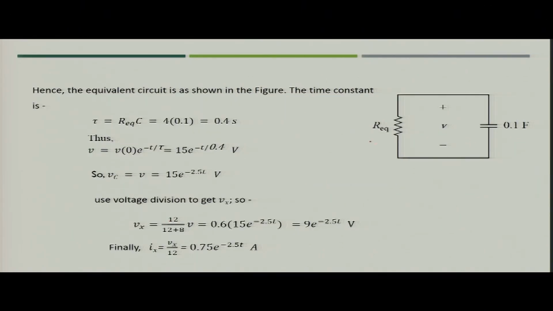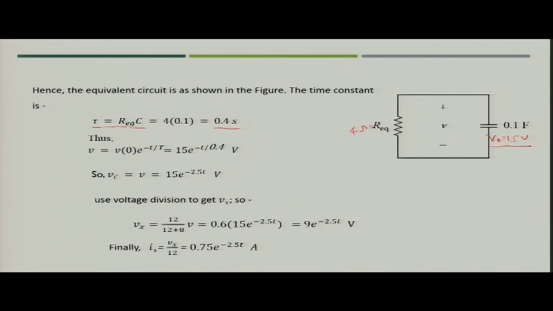So, now the R equivalent, that is 4 ohm, is connected in parallel with the 0.1 farad capacitor, which has an initial voltage of 15 volt. First, we have been given the initial condition. Next, we have to find the value of the time constant. The time constant is nothing but the equivalent resistance R into C. So, you get the time constant as 0.4 second.